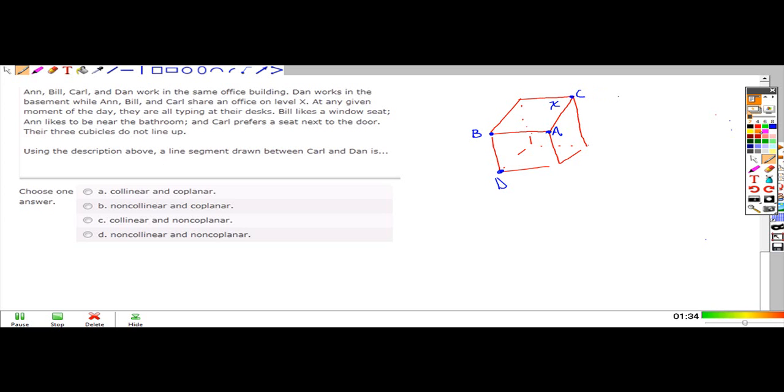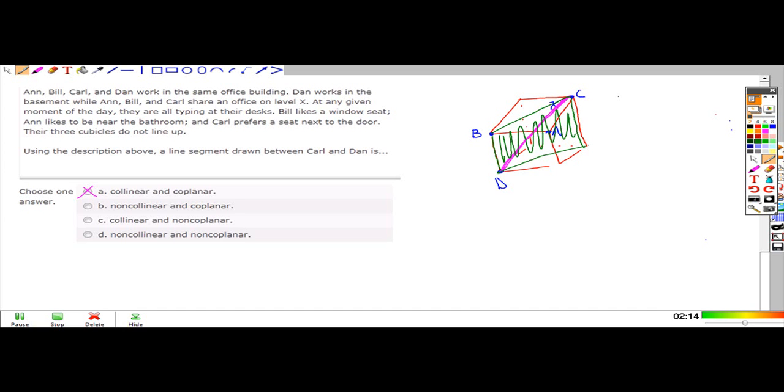So if you were to connect Carl to Dan with a straight line segment, you could describe that as these two points being collinear, in a straight line, and they can be contained in the same plane. That plane happens to be this plane running diagonally from edge to edge, which would contain that particular set.